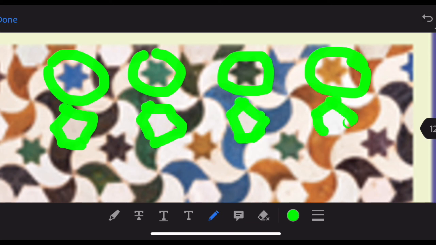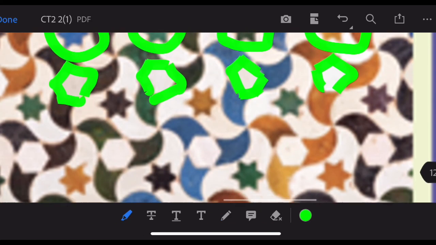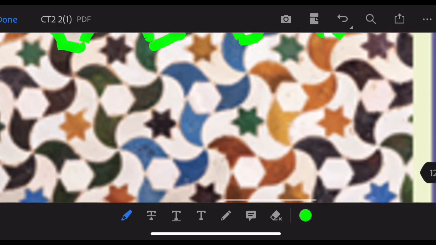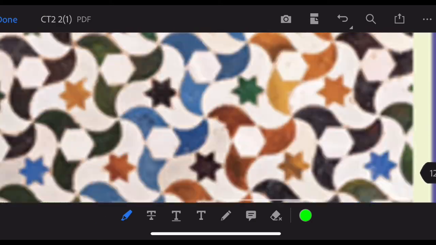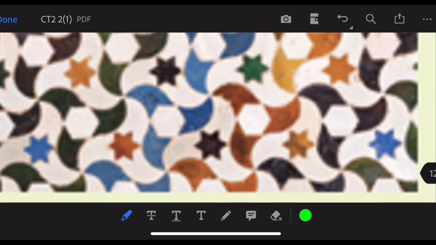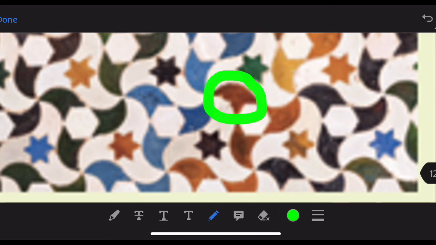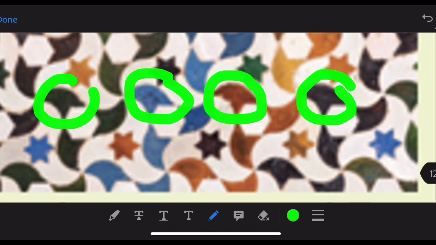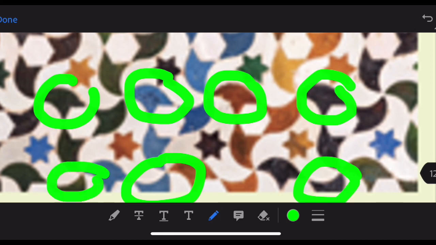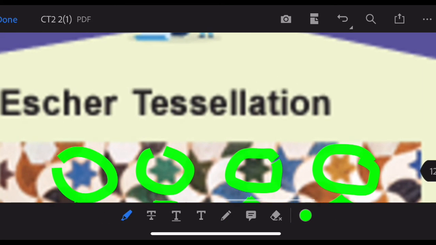So it's a tessellation. The shape keeps on repeating, right? And there's no overlapping. You can see the shape is repeating and the star is repeating. Alright, and then this shape is repeating. It's very systematic. So this is one example of tessellation.